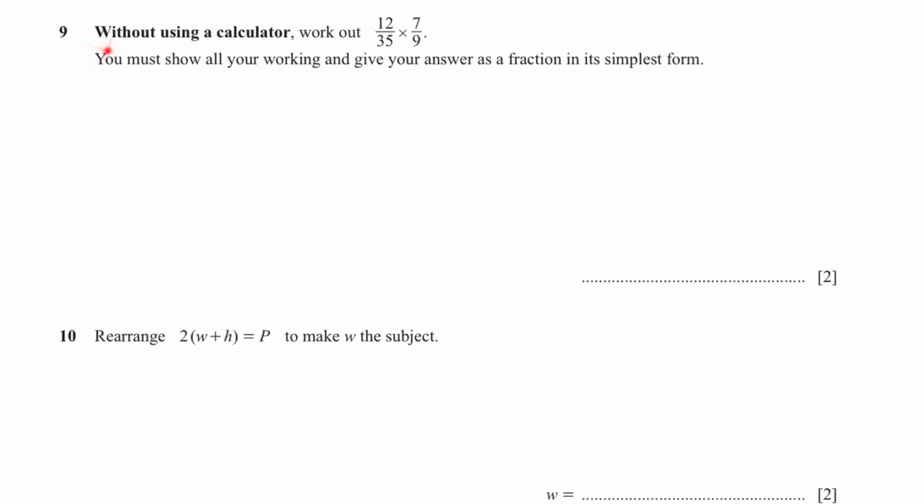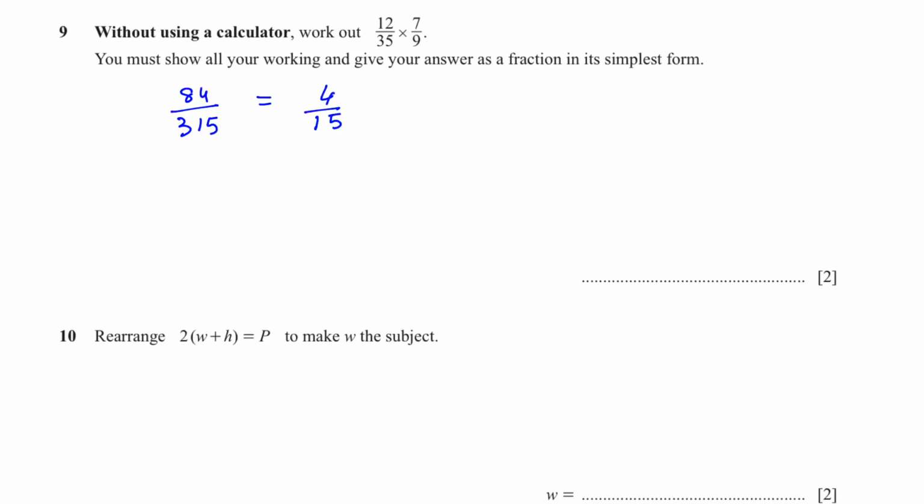Question number 9. Without using a calculator, work out this fraction. You must show all your workings and write your answer as a fraction in the simplest form. What we can do here is do 12 times 7, 84, and 35 times 9, 315. You can put this in the calculator and you will get 4 over 15. Even if you do this many steps, you will get your marks.